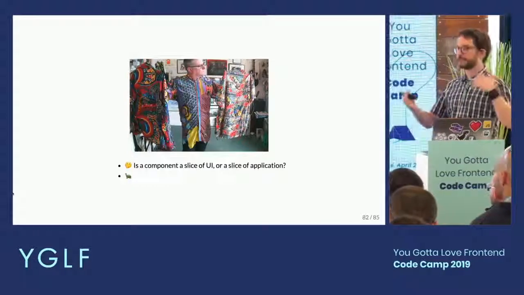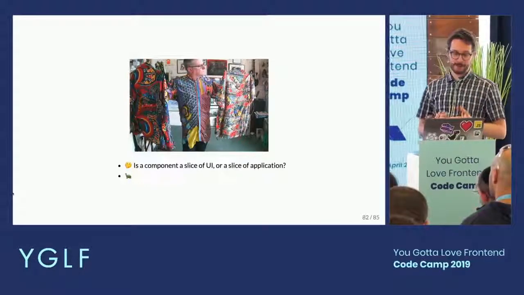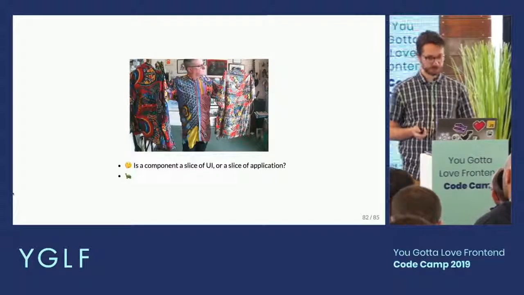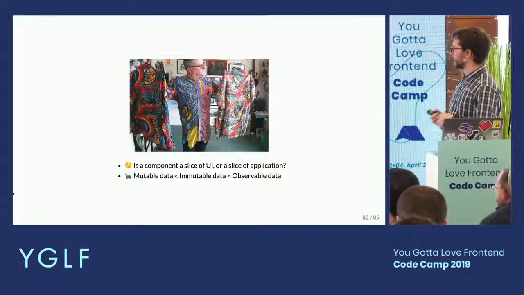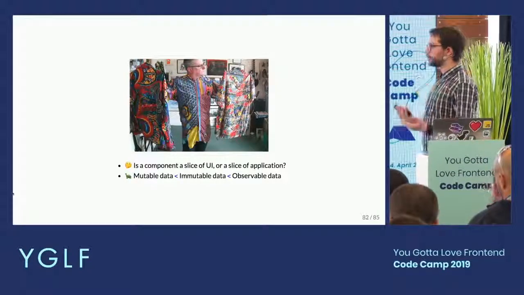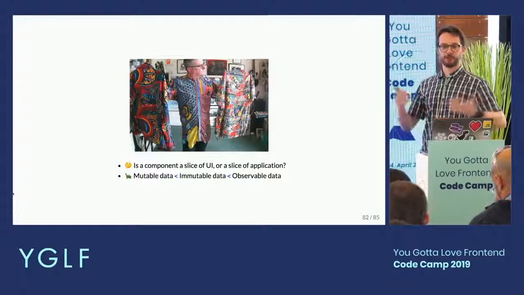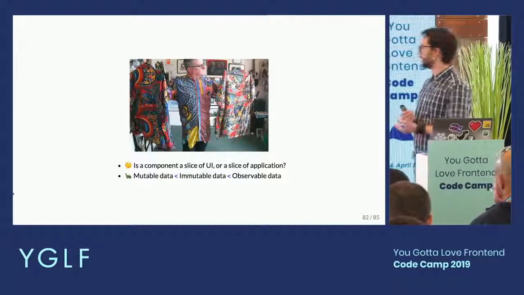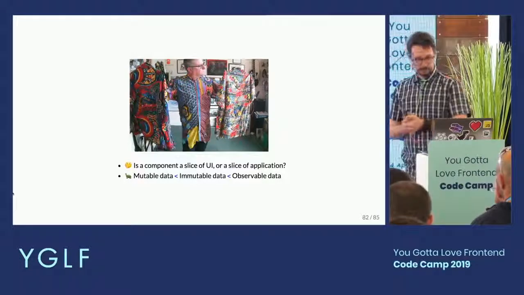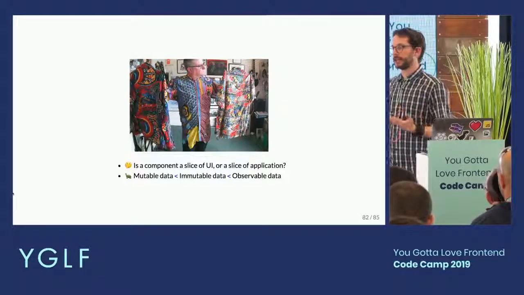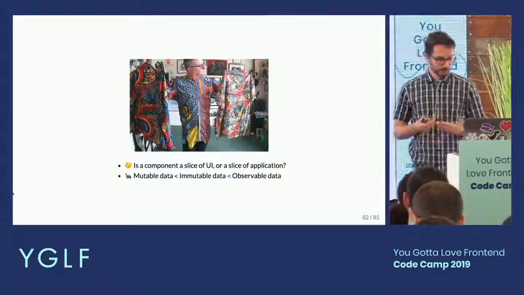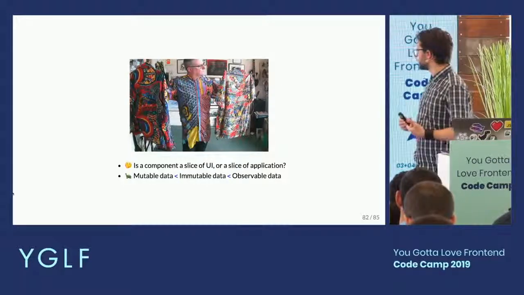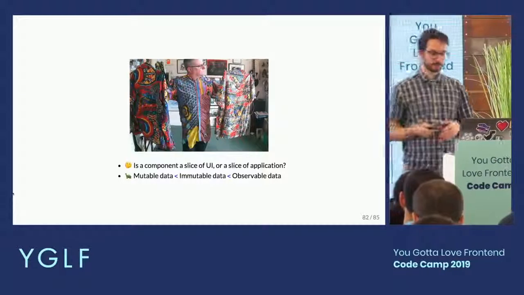So first of all, there's this philosophical question. Is a component a slice of UI or a slice of application? Secondly, immutable data is, I think, always better than mutable data. It's simpler to reason about, and it has interesting properties. However, if your data is intended to be stateful, and your data is mutable and observable, it's both faster and more straightforward.